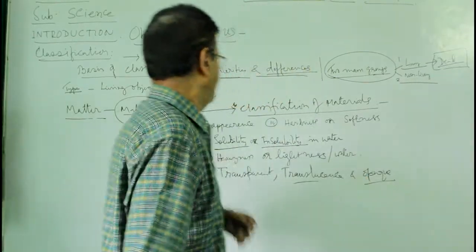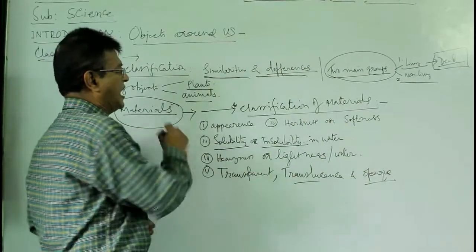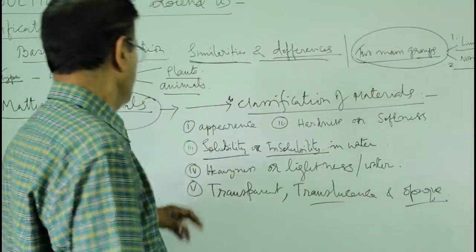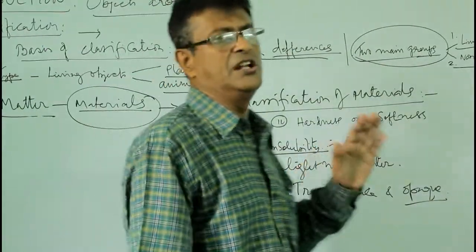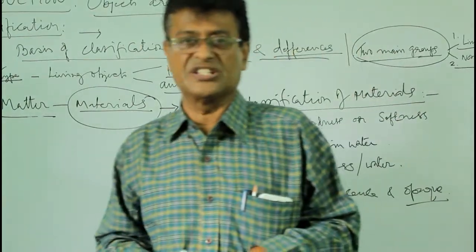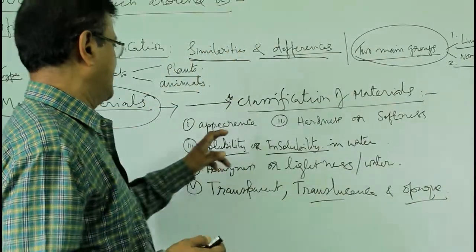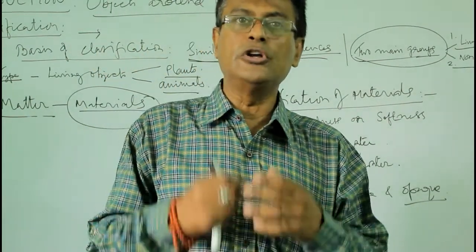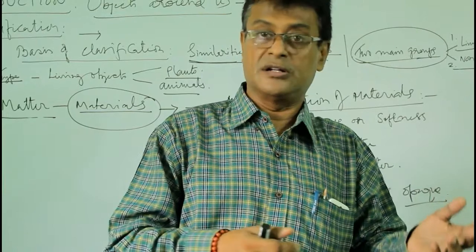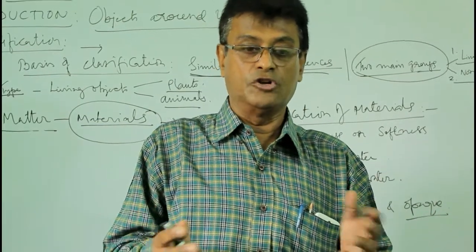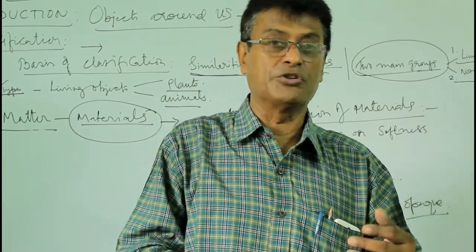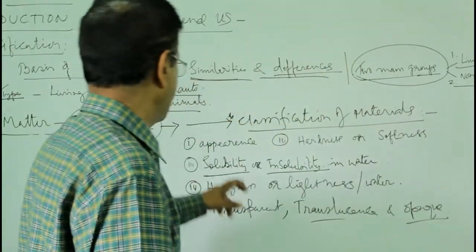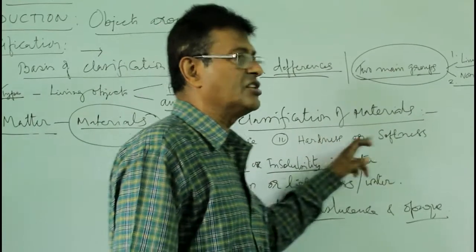Well, children, let us see how the materials are classified. Classification of the materials is as follows. The first thing is that they have some special properties on which we classify them. Number one of that is appearance. So when you come to somebody, they look at your appearance. Like that, when a useful matter, which is a material, comes to you, you also look at its appearance and see what it is. That is called appearance. Number two, hardness or softness.